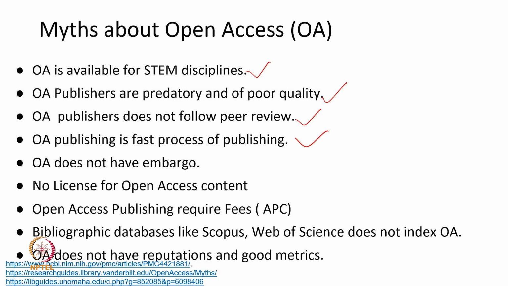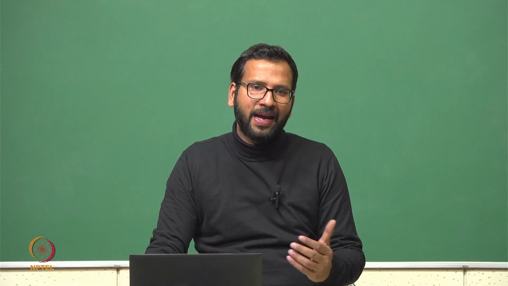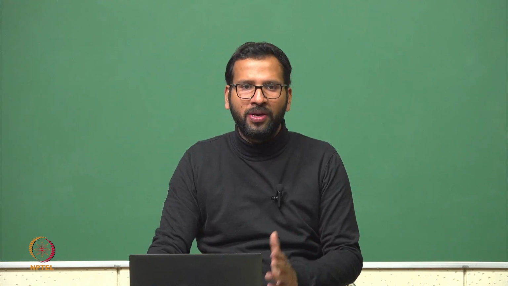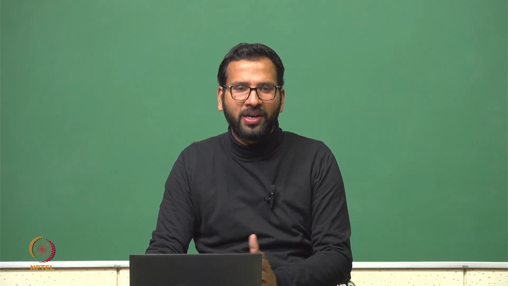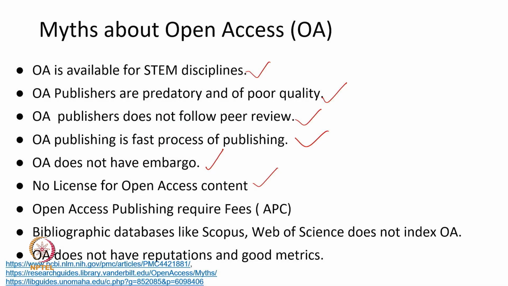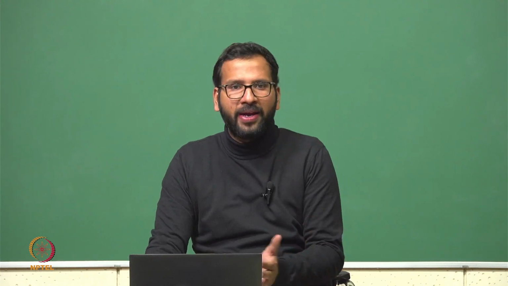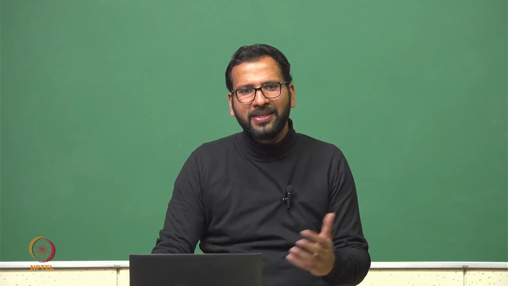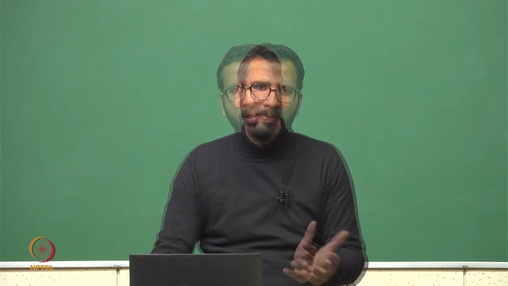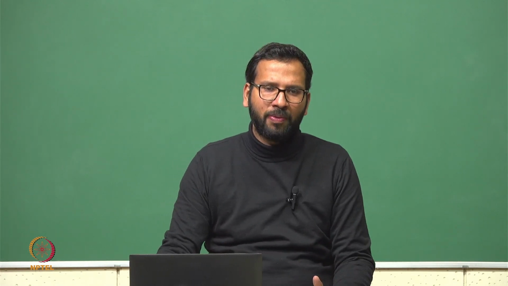Now let us take another two myths. One is that open access has no embargo, and that there is no license for open access content. These licenses and embargoes are policy matters, and they vary from journal to journal. An embargo is actually a time period for which access to an article is restricted before making it online. Open access publications generally prefer public licenses like Creative Commons.